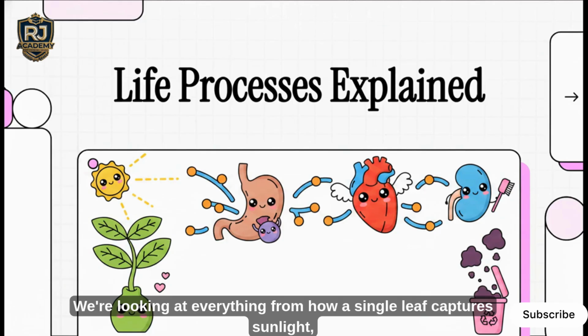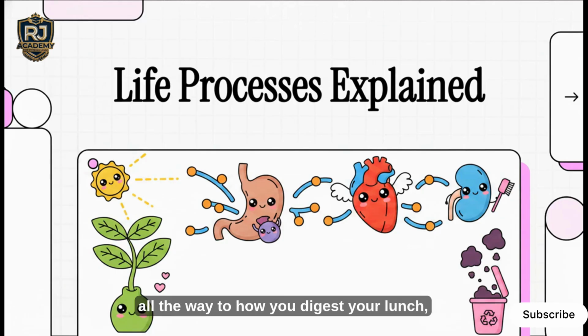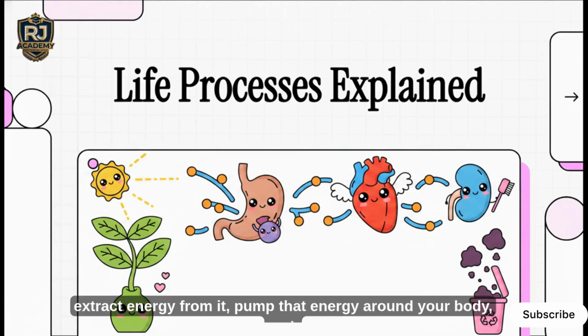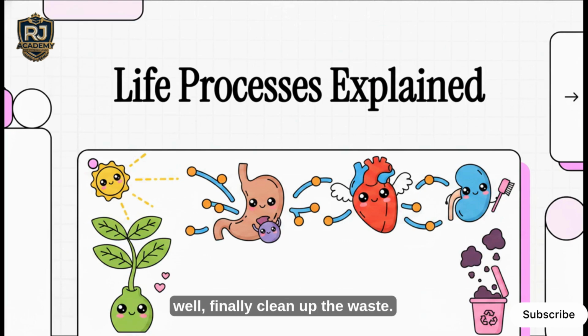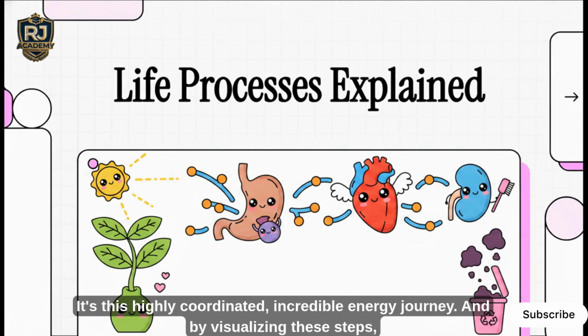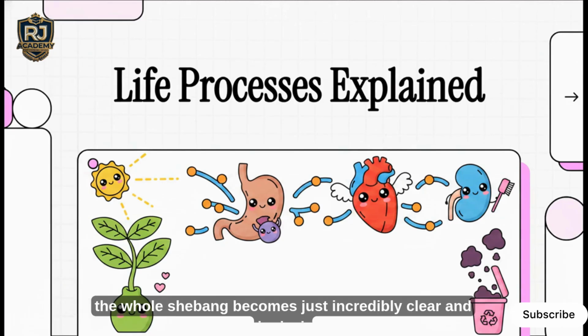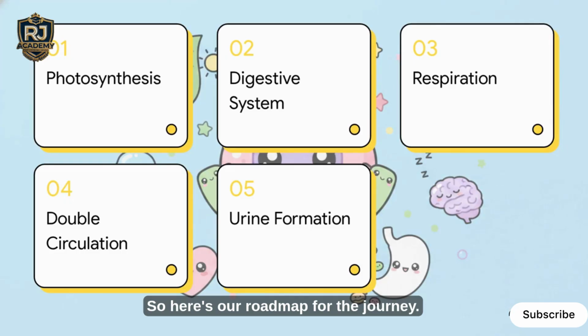We're looking at everything from how a single leaf captures sunlight, all the way to how you digest your lunch, extract energy from it, pump that energy around your body, and, well, finally clean up the waste. It's this highly coordinated, incredible energy journey, and by visualizing these steps, the whole shebang becomes just incredibly clear and logical. So here's our roadmap for the journey.